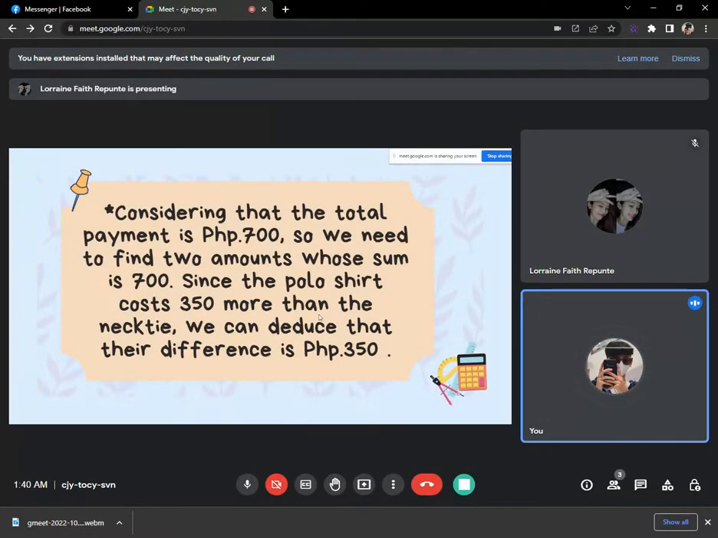Second, devise a plan. In solving this problem, we can use a guess and check strategy, but it's time consuming. So, to have a direct and easy solution, we must make an equation, since the given information can be translated into a mathematical statement.